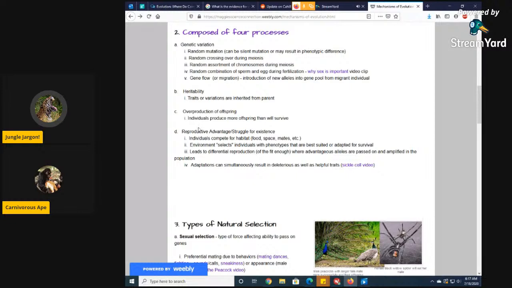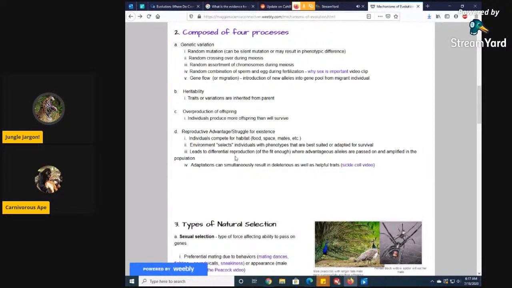Heritability, traits from parents, overproduction of offspring. Individuals produce more offspring than will survive. Reproductive advantage, struggle for existence. Individuals compete for habitat, food, space, species, environment, selects individuals with phenotypes that are best suited, adapted for survival, which is not evolution.